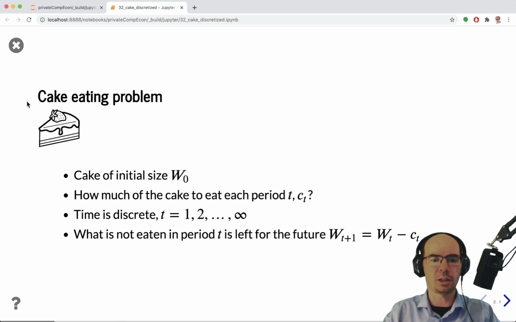Just to remind ourselves, the cake eating problem is the problem of deciding how much of the cake to eat, given the initial size of the cake denoted W0. In each period t, c_t is the consumption of the cake, and this consumption has to be found in each period up to infinity. This is the infinite horizon version of the problem that we are considering. Now, the motion rule is very simple. Whatever is not eaten in period t, so the difference between the size of the cake in period t and the consumption in period t, is left for the next period, and the problem repeats.